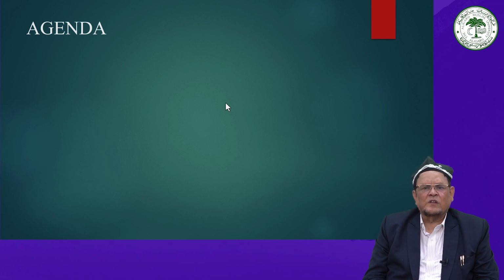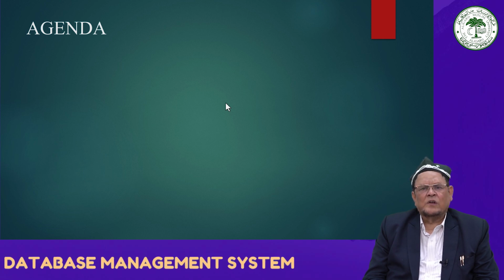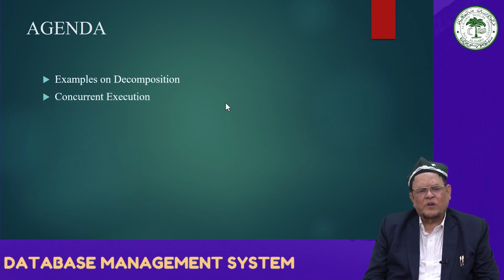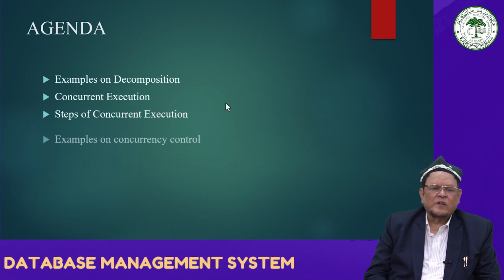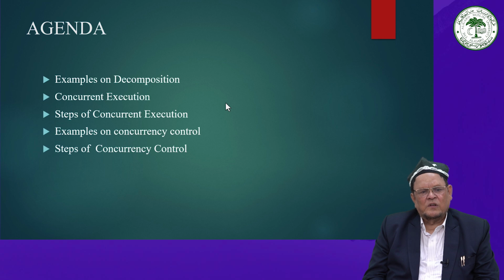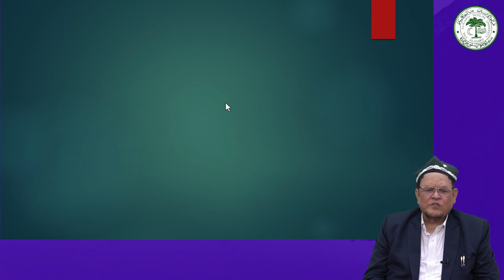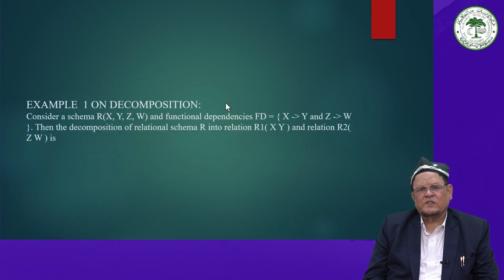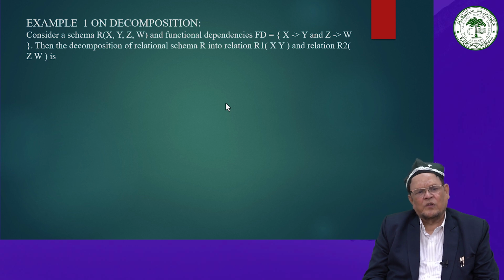Today's agenda is to discuss an example on decomposition, concurrent execution, steps of concurrent execution, an example on concurrency control, and steps of concurrency control. So let's start one by one. First, an example on decomposition.